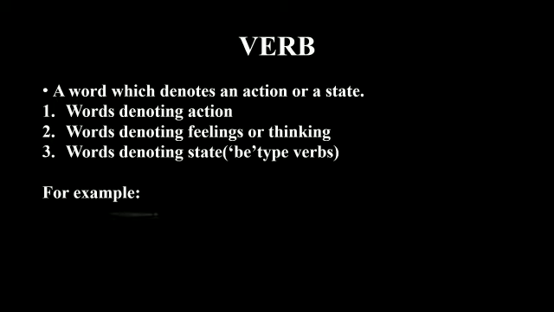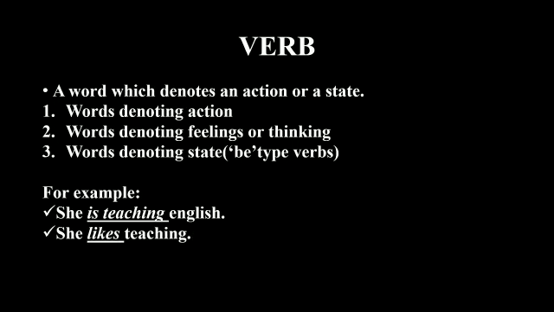For example, the first sentence is, she is teaching English. In this sentence, the word teaching is used as an activity. So teaching is a verb. In the second sentence, she likes teaching. Here the word likes, which is underlined, is a verb because it is denoting a feeling. And the third, she is a teacher. Here the word is is underlined and it is a verb. It is a be type word. It is denoting the situation, the state of being.